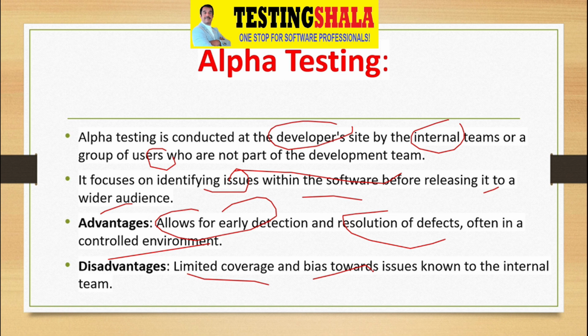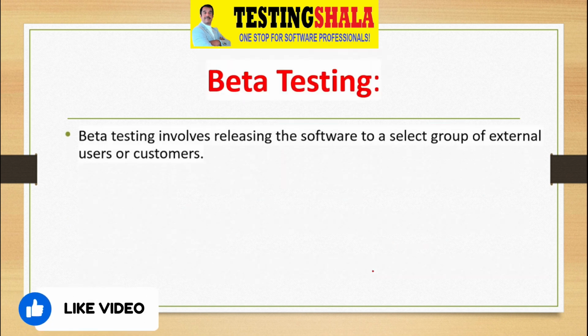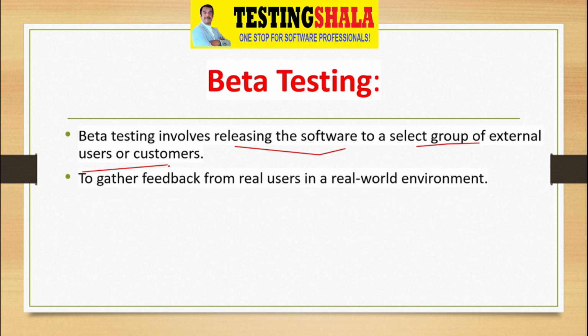The next one is beta testing. Beta testing is another user acceptance testing, where we release the software to a select group of external users or customers. Let's say we have hundreds of customers for your application. We may release to two or three customers and get the first feedback from them, so that we can get real world feedback and improve the software.